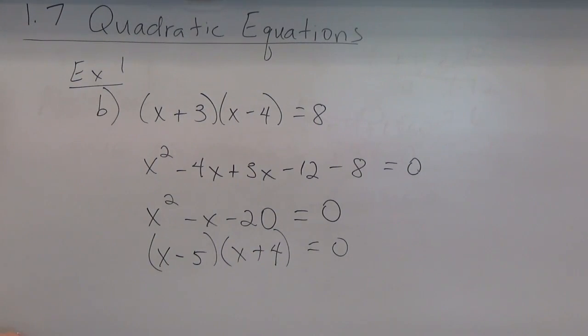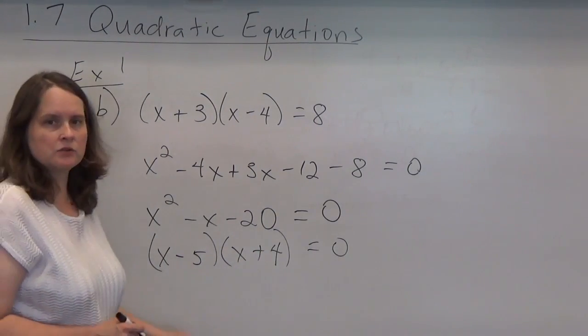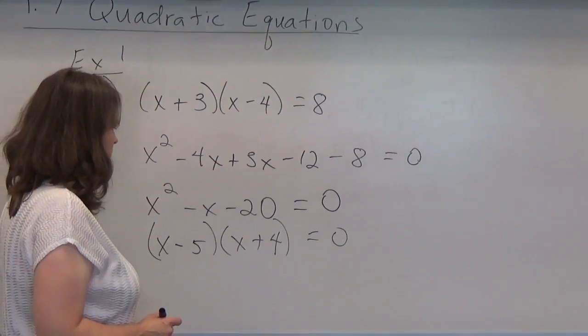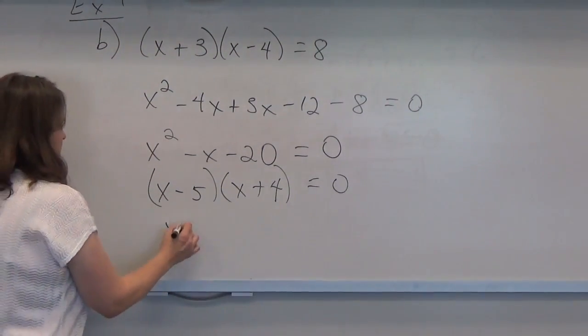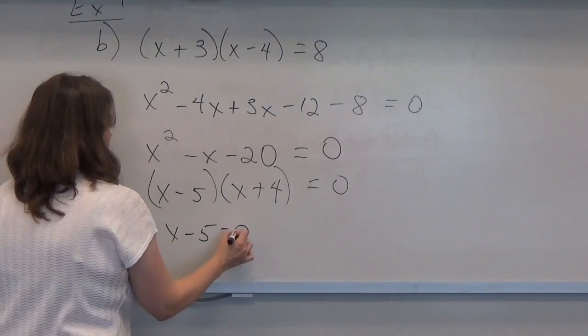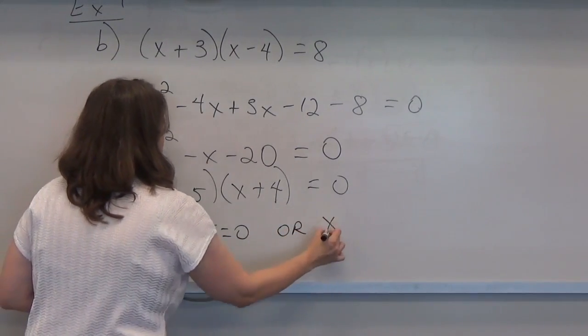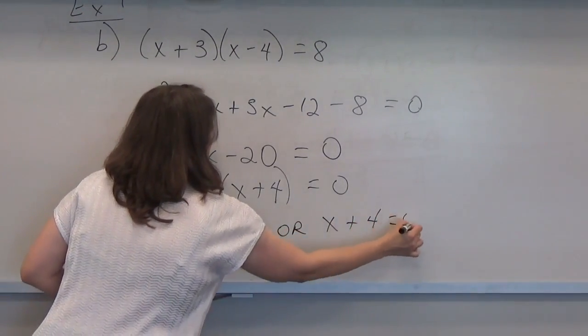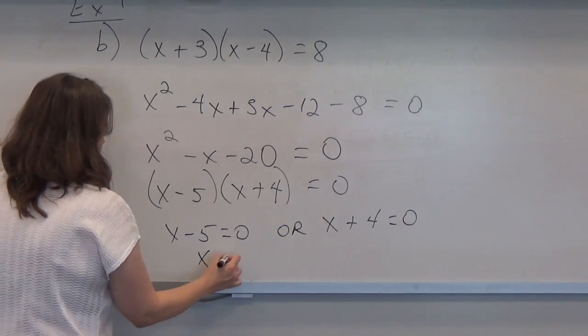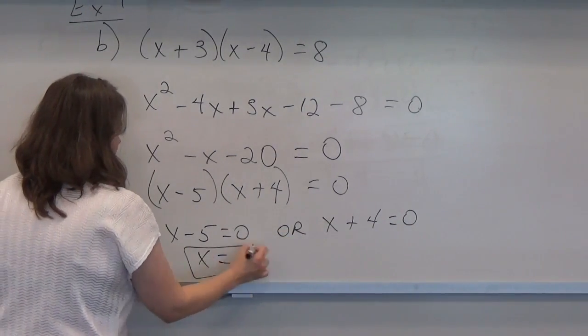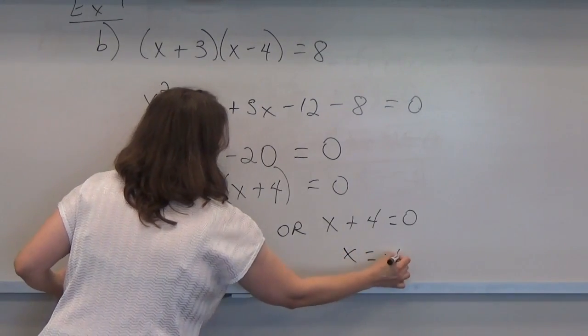All right, now that you've got it factored and equal to 0, you're ready to use your zero factor property. So we're going to have x minus 5 equals 0, or x plus 4 equals 0. So x equals 5, or x equals negative 4. And again, these answers do check.